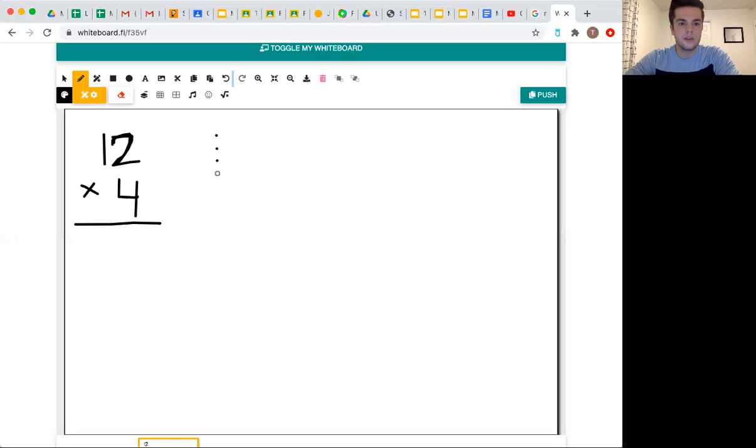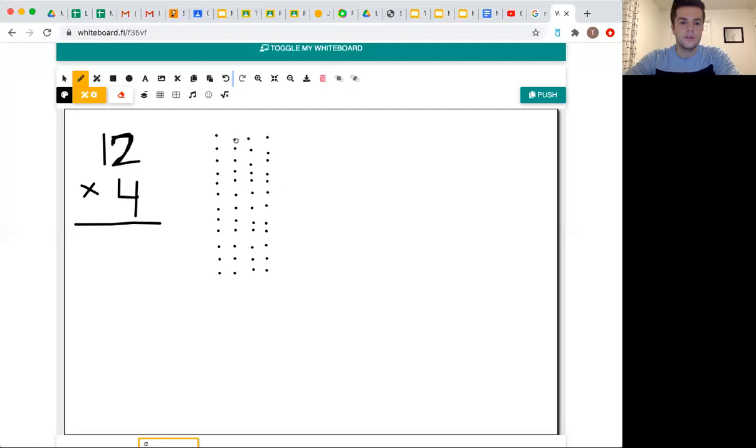So 1, 2, 3, 4, 5, 6, 7, 8, 9, 10, 11, 12. Okay, and there's 4 columns of 12 things. Okay, and so when we have all together, what we could do, we can make this array and count how many we have together. So let's do that really fast. So we've got 1, 2, 3, 4. So there's 4 columns, 4 tall columns, and there's 12 rows across.